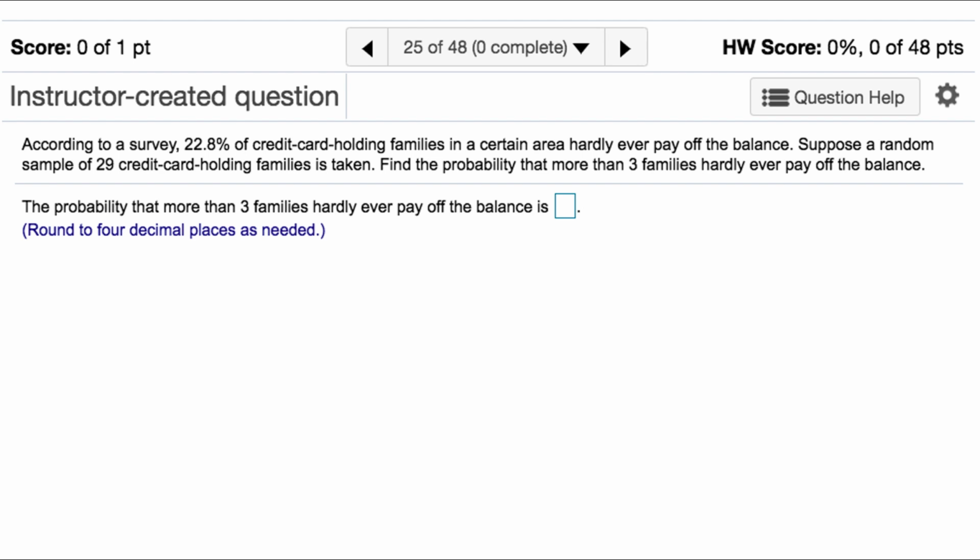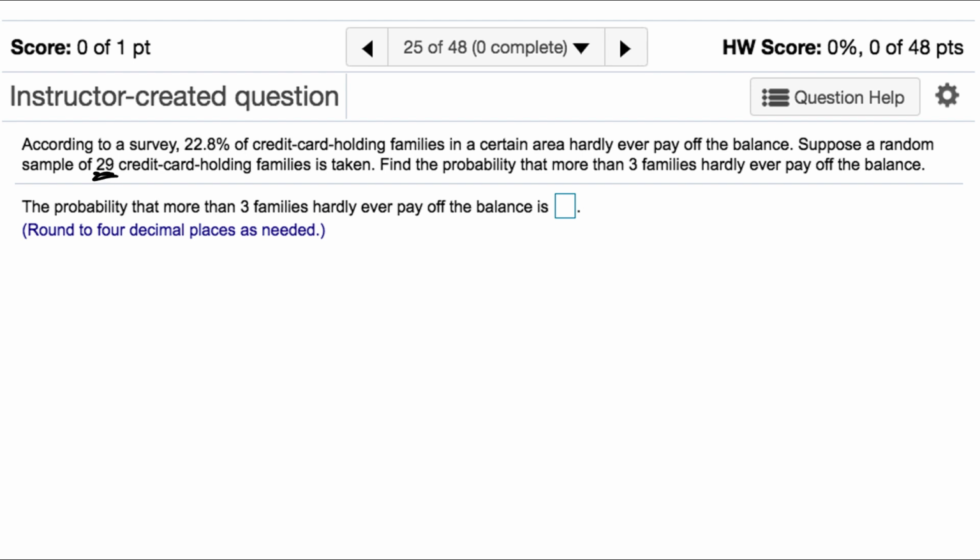So more than 3 could be, it says more than 3. So that is 4 or more. So it could be 4 or 5 or 6 or 7 or 8. It can't be 6.5. It can't be 7.25. We're just counting here. And so that's what tells us that this is going to be a binomial distribution. All right, so it says probability that more than 3 families. So we're looking at 29.